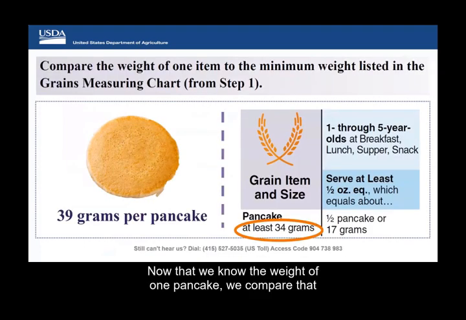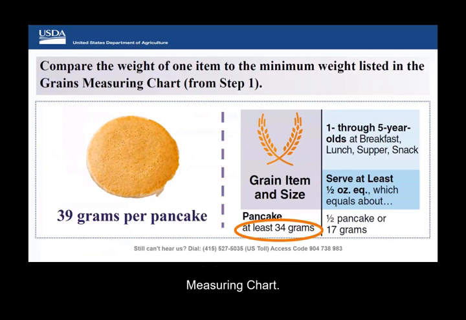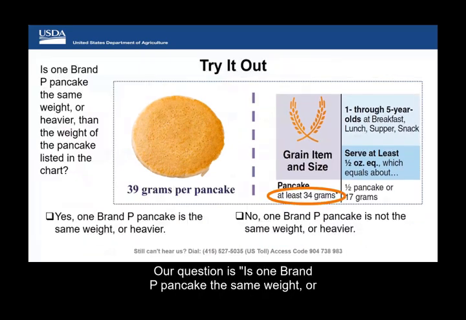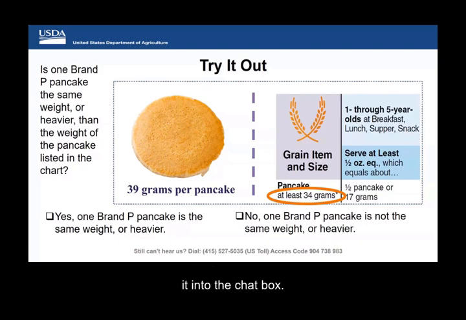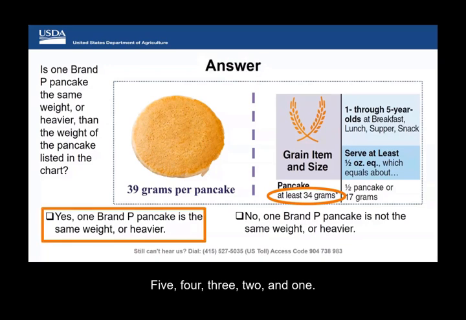So now that we know the weight of 1 pancake, we compare that weight to the weight of the pancake listed in the grains measuring chart. Okay, everyone, this is our last try it out polling question. Is 1 gram pea pancake the same weight or heavier than the weight of the pancake in the chart? Go ahead and choose your answer in the polling box now, or enter it into the chat box. Great job, everybody. I'm going to give you 5 more seconds. 5, 4, 3, 2, and 1.